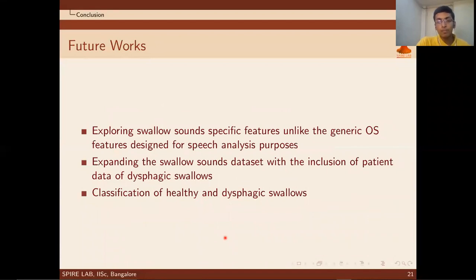From this point, we plan to expand the scope of this work by exploring swallow sound specific features instead of generic speech analysis features, and incorporating swallow signals from patients diagnosed with dysphagia so as to perform classification among healthy and dysphagic swallows.